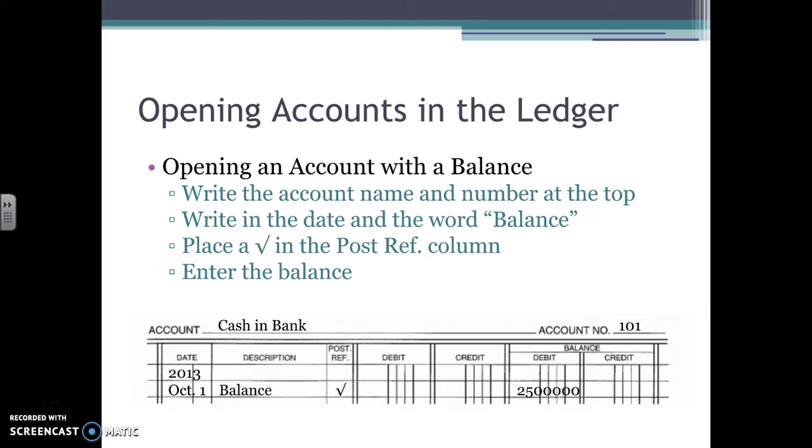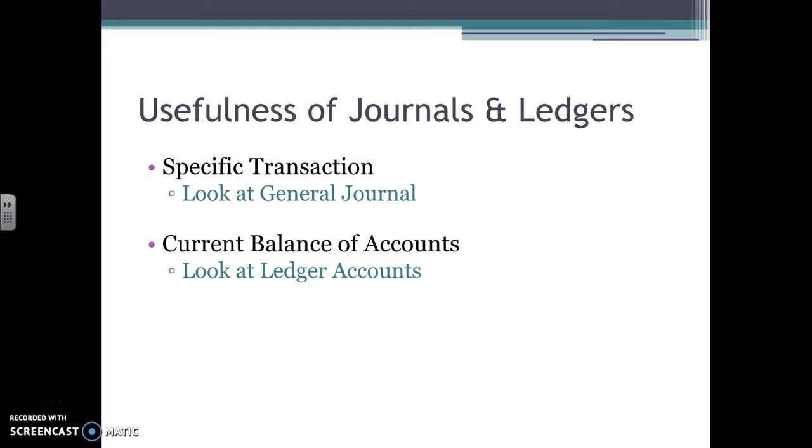This is if you're opening an account with a balance. The last example is opening an account with a zero balance. This is opening an account with a balance. Usefulness of journals and ledgers. Transaction, you can reference back to the journal. The current balance of an account, you can reference and look at the ledger accounts to see what the balances of those accounts are.